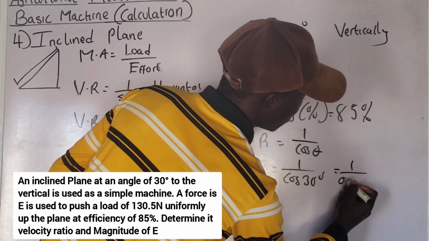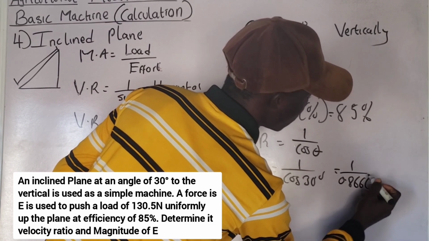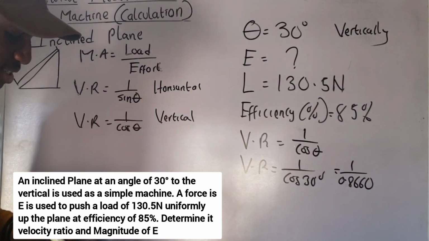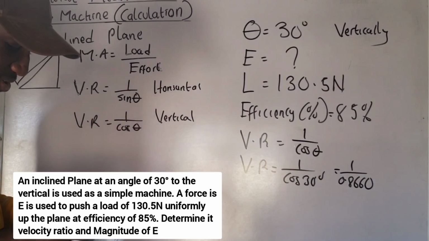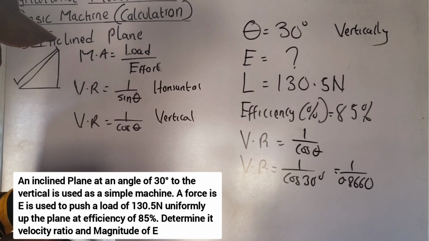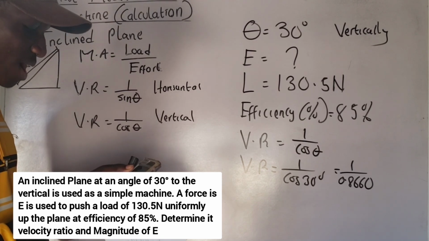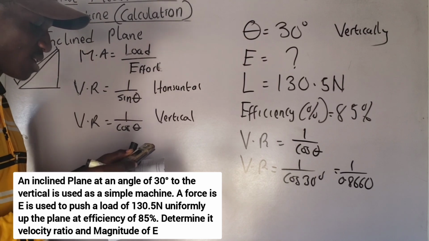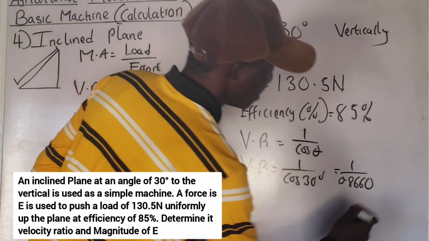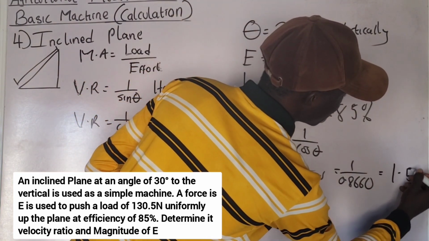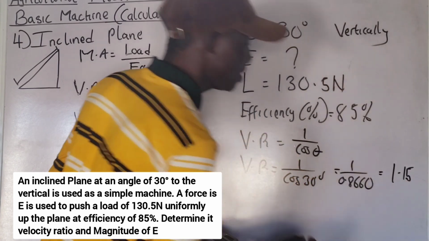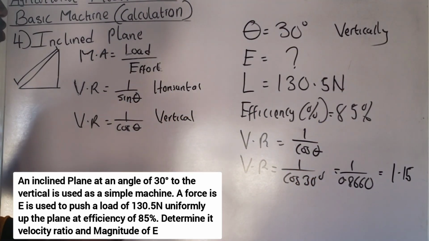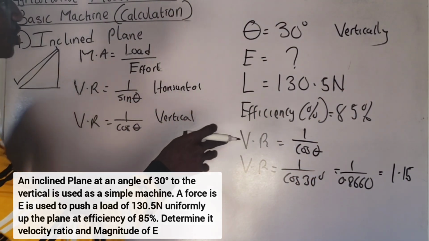1 over 0.8660. Now, 1 over 0.866, please pay attention, cos 30. So 1 divided by 0.8660, that will give us 1.15, okay? That is 1.15. I'm using 2 decimal places. So the velocity ratio is 1.15.